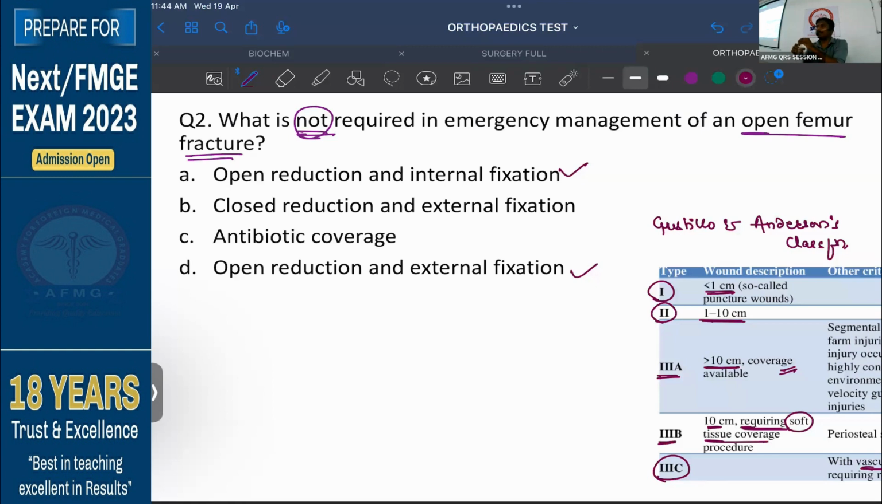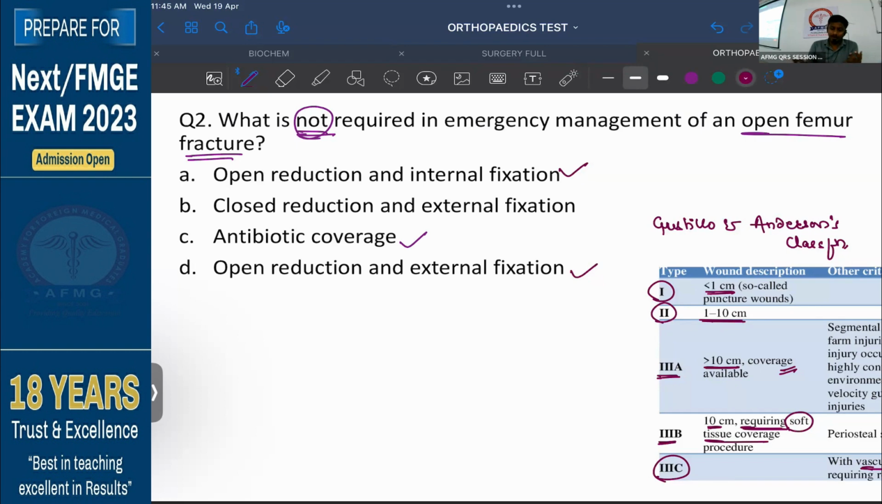In fractures of necessity, whether it is an open fracture or a closed fracture, you always need to go for ORIF. तो उसमें करोगे. Then if I talk about antibiotic coverage, will you give antibiotic coverage? Yes, you will give antibiotic coverage. What is not done?